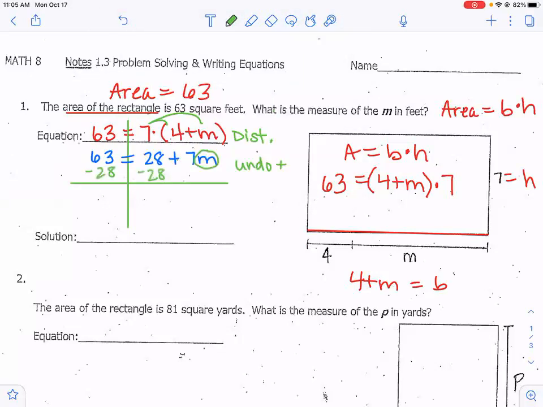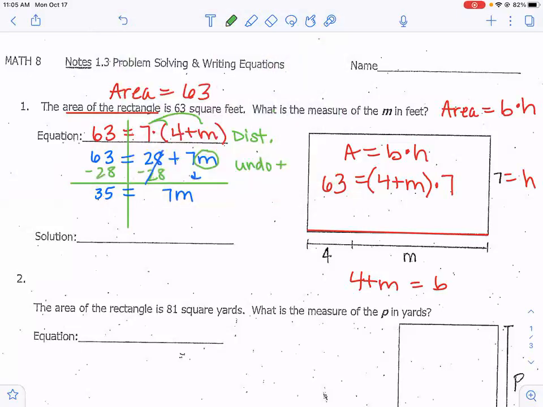Okay. So those cancel out and we still have our positive 7m. 35? 63 minus 28, Ryan says is 35. Can anybody confirm that for me? True? Okay. Thank you, Ryan.